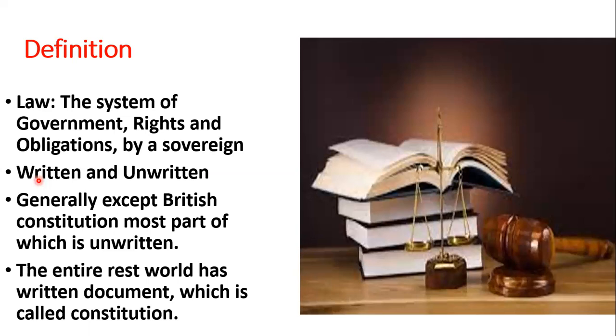So now in the world, most of the constitutions are written, clear. The entire rest of the world has a written document which is called a constitution, fine. Among the most influential constitutions from Western civilization is the American constitution. It is a very small, precise constitution that expresses different rules and regulations. Americans are utilizing that constitution, and that constitution has helped Americans emerge as a superpower.